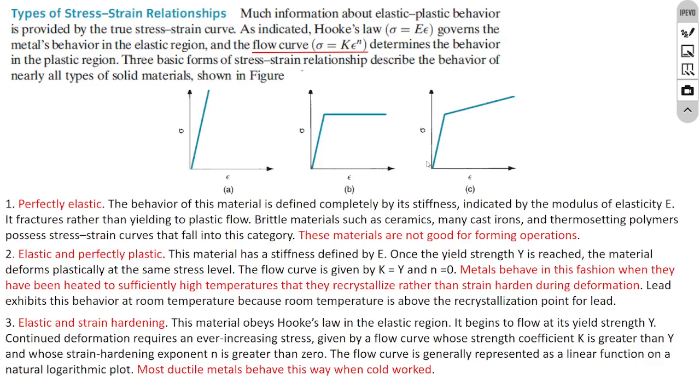Strain hardening phenomena occur in the plastic region. If the material is at room temperature, we say cold working, and the behavior of ductile materials corresponds to this diagram. Elastic and then plastic behavior, but in the plastic region, stress has to increase for the strain to continue.